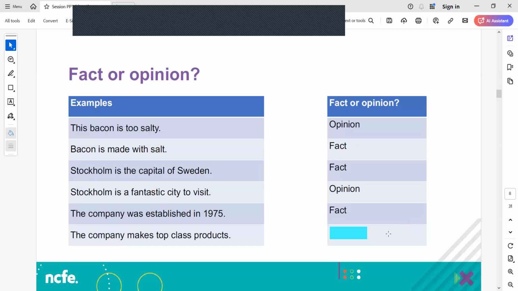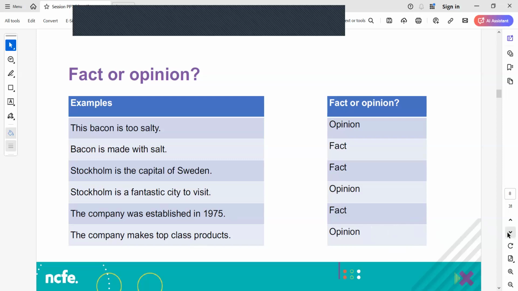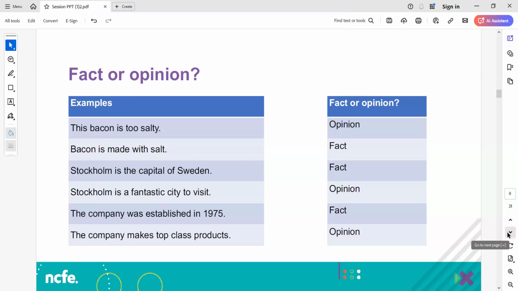The company makes top-class products. Opinion. Good, well done. So this one here, the company was established in 1975. If there is a year, a date, a statistic, a numerical statistic, somebody's age, that is a big clue to you that the sentence is a fact, because you could go away and check that information. Of course, somebody could lie, they could put false information in, but you can go and check it. So it's unlikely they would do that. So dates, facts, figures, ages, and so on are big clues that the sentence is a fact.